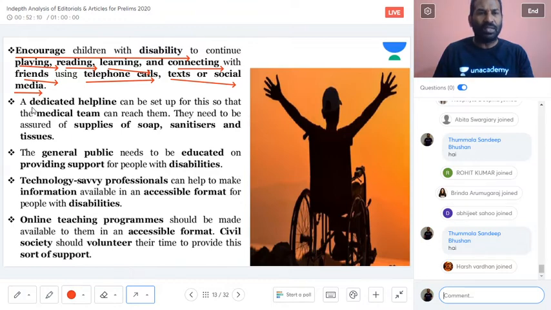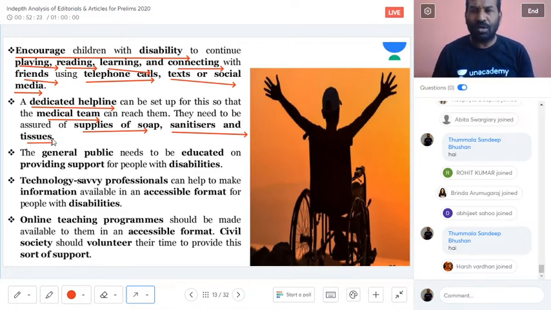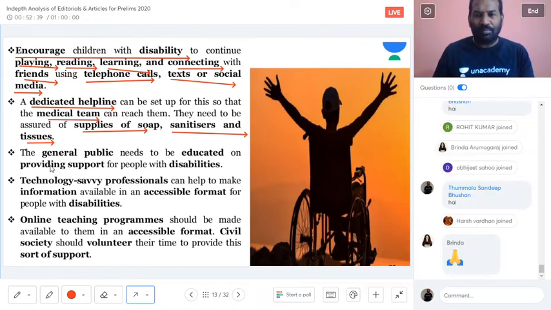That is very important. And there has to be a dedicated helpline, and they should be provided with the necessary medical supplies of soap, sanitizers, and tissues. This is very important, because they cannot go out, or because of the visual impairment, persons with disabilities. It is the responsibility of the government to have a dedicated helpline for persons with disabilities, and a medical team has to be provided to them, and also the supplies of soap, sanitizers, and tissues should be provided or supplied to them.